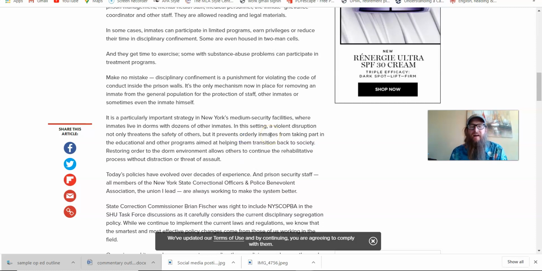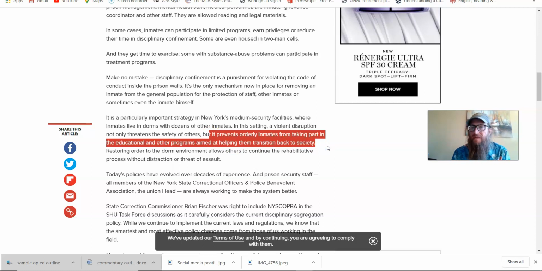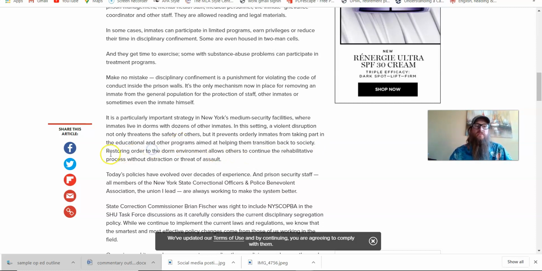In this setting, a violent disruption not only threatens safety, but it prevents some of the people who are behaving properly from being able to get rehabilitated, right? Think about it. If I'm someone who committed a nonviolent crime, right? Maybe I passed a bunch of bad checks or something like that, and I go to prison, and you want me to get rehabilitated so I can get out and do something with my life, right? Okay, I can't go take a GED class and get rehabilitated if I'm worried that another person in the class is going to stab me, right? This is Rowe's point, basically, that solitary restores order to the dorm environment.